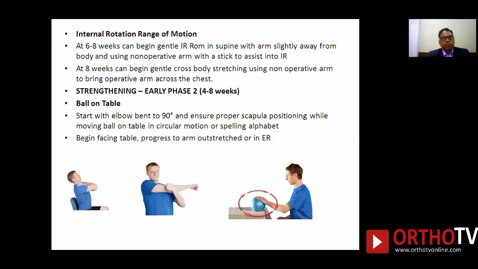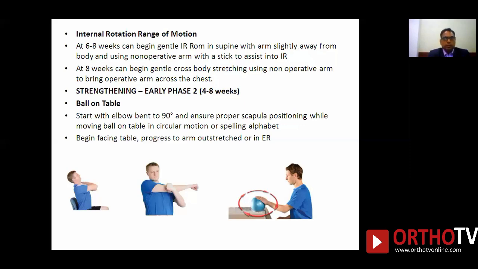So the internal rotation can be started at about 6 to 8 weeks post-operatively. Initially, the supine internal rotation can be started with the patient lying and the arm slightly away from the body in the scapular plane, and the patient can do a gentle internal rotation and then gentle external rotation. At about 8 weeks, he can begin across-the-body movement like cross-body adduction, bringing the operative arm across the chest.